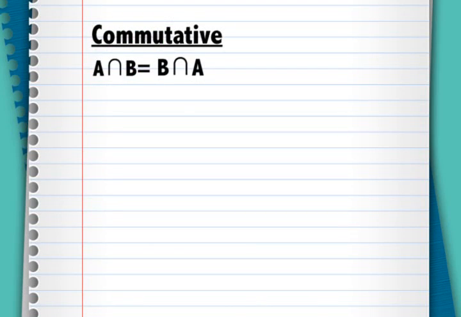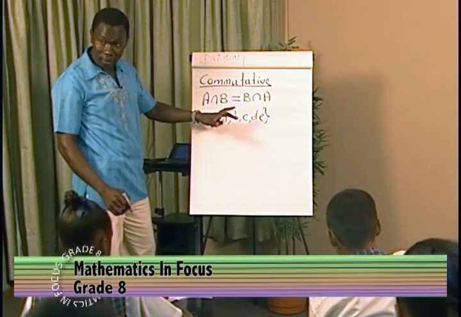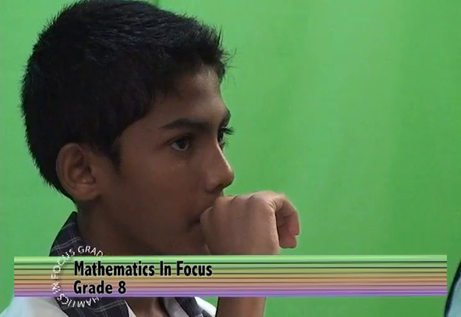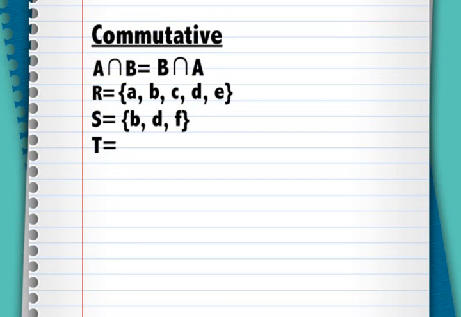So let us say we have some set. If we're given a set R, which is equal to {A, B, C, D, E}. This is one set R. And we have another set S, which is equal to {B, D, F}. And we have a third set, which is T being equal to {A, B, G}. We have these three sets. Let us find what is R intersect S.